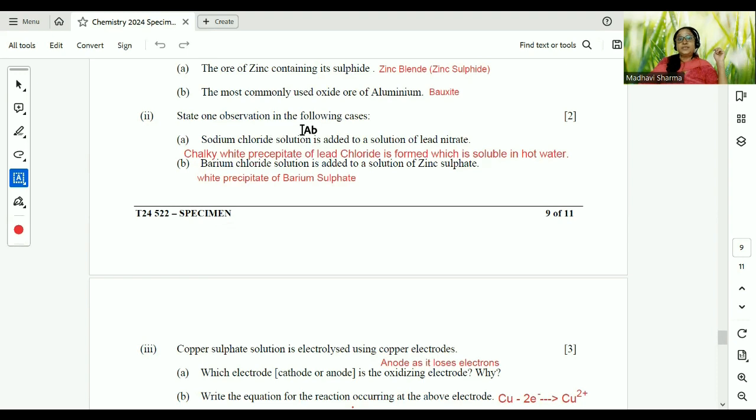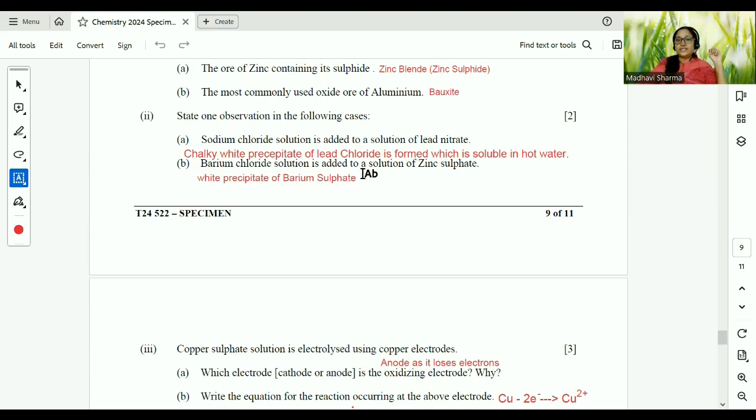State one observation in the following cases. Sodium chloride solution is added to a solution of lead nitrate. Sodium will combine with nitrate, so you get sodium nitrate, which is soluble, and lead will combine with chloride. So actually you get a chalky white precipitate of lead chloride. And this lead chloride, PbCl2, is soluble in hot water.